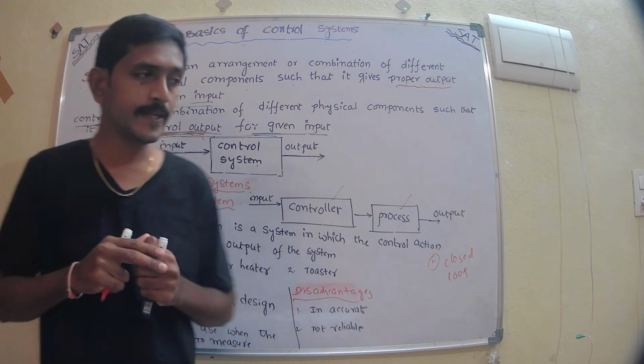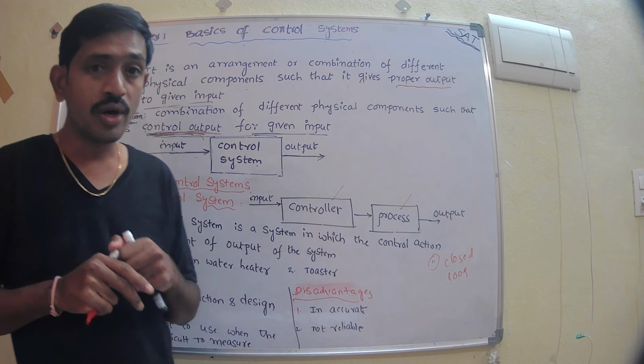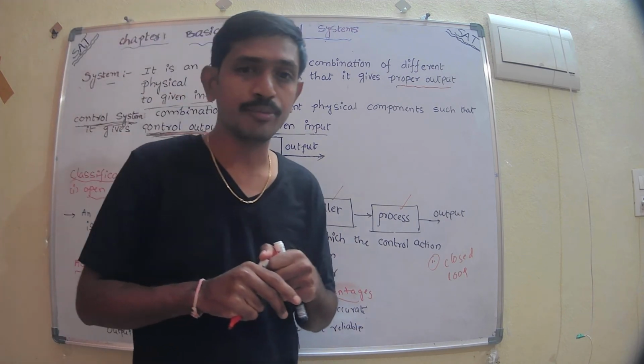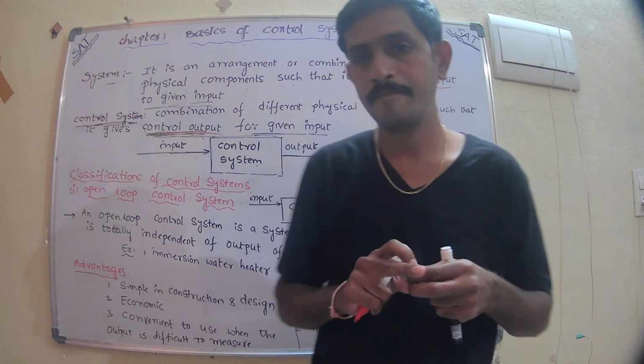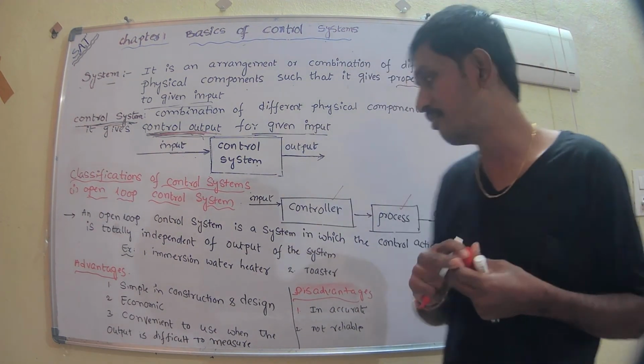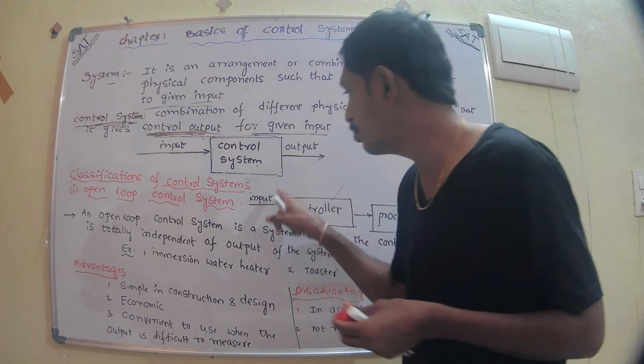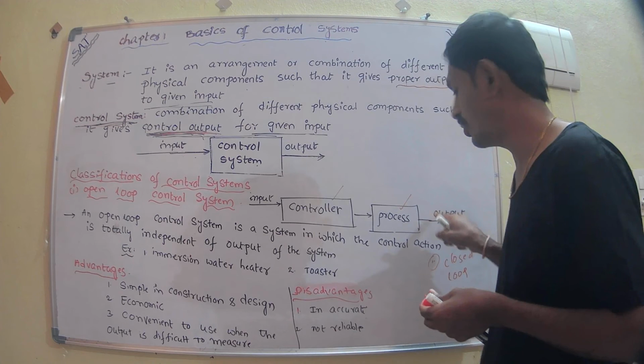Okay, listen here. In this case, the output does not depend on input. Means here the control action is independent of the output of the system. That is, the input is totally independent of the output here.